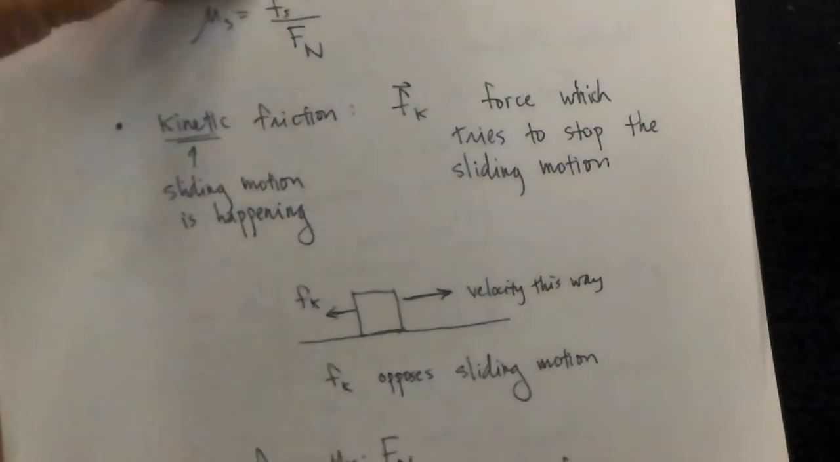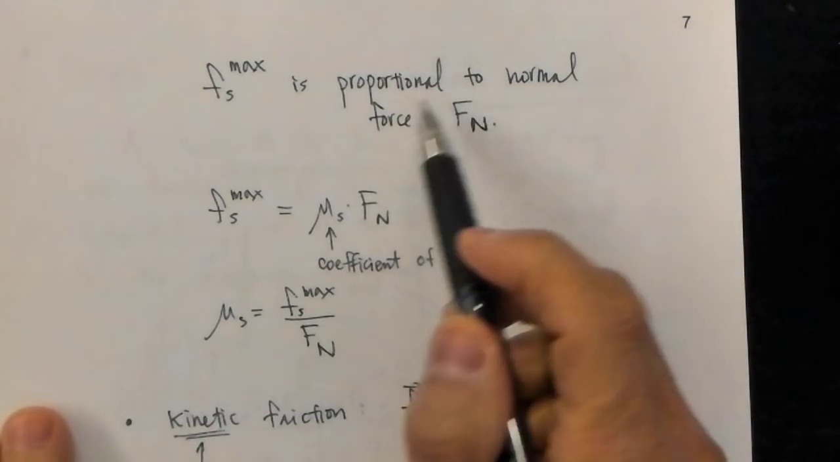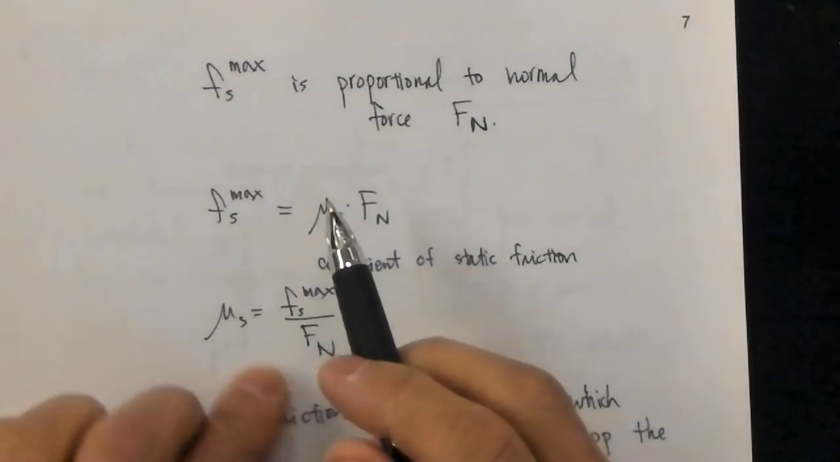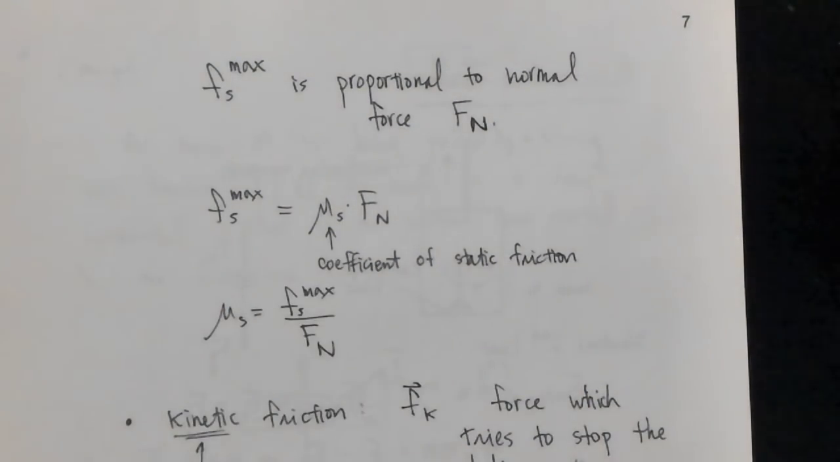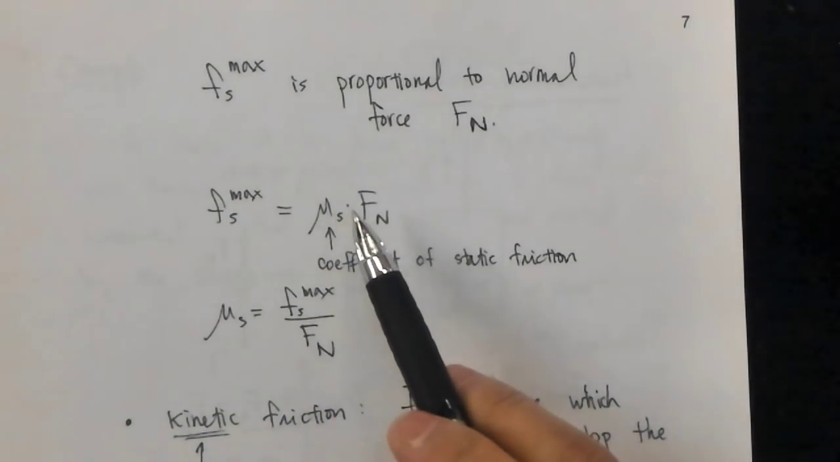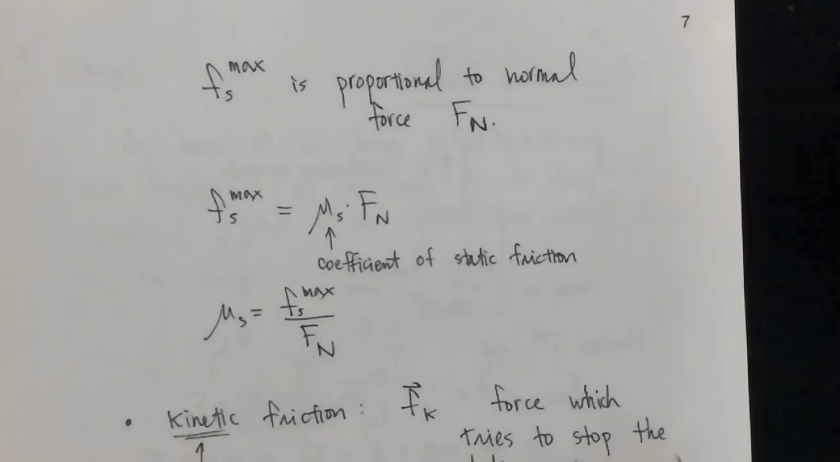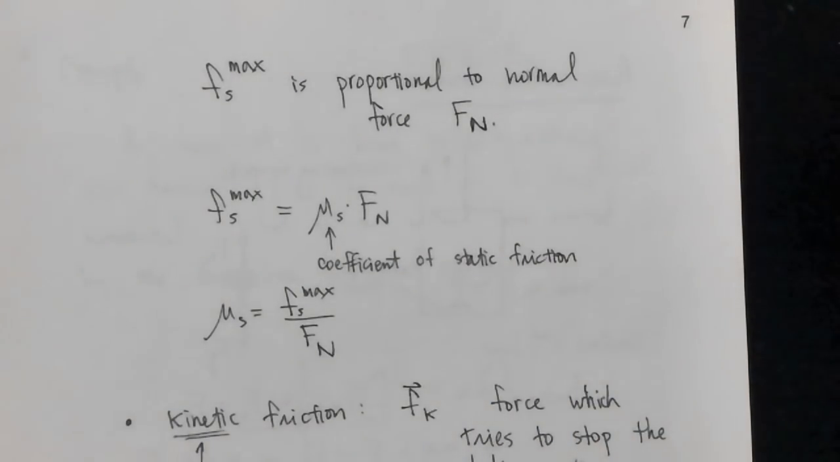Okay, so we can say something else about the maximum static friction force. Fs maximum is proportional to the normal force Fn, and that constant of proportionality is what's called the coefficient of static friction, mu s. So Fs maximum is equal to mu s times the normal force. Very often, if there's a problem with friction, you have to do something with the normal force to figure out what the friction force is.